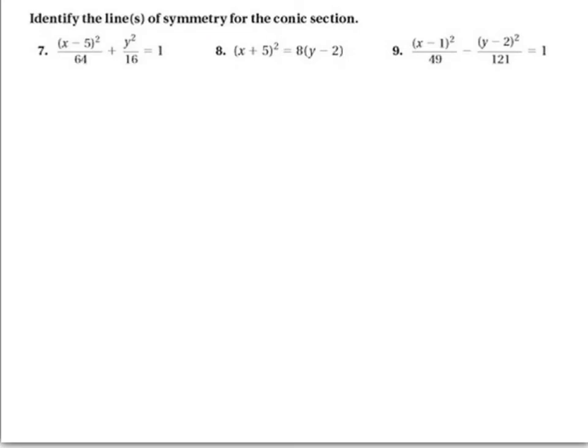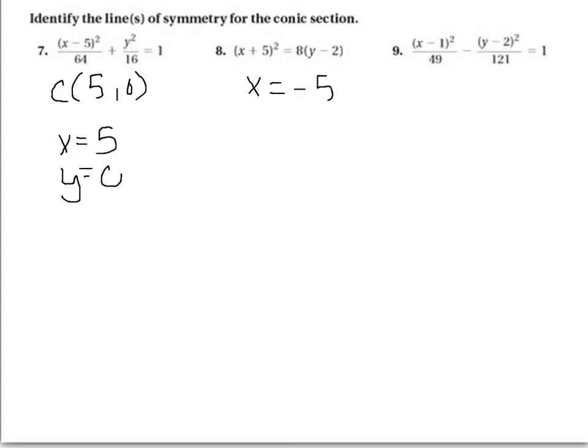All right, identify the lines of symmetry. Okay, well, let's see. This is an ellipse, so the lines of symmetry are the ones that go through the center. So we need this center. Center is (5, 0), so the lines of symmetry here are x equals 5, y equals 0. It's always x equals h, y equals k. Identify the line or lines of symmetry. So this is the parabola. For the parabola, this one's going to open up or down, so you need x equals h.